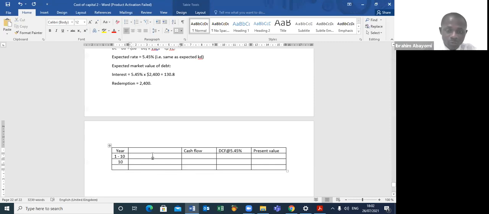So this is what we have. Year 1 to 10 is going to be what? Interest. And I've told you the type of interest you need is what? Not net interest, not interest after tax. No, it's pre-tax interest. Please take note. So the interest we computed is 130.8. Then discount factor at 5.45%, year 1 to 10.